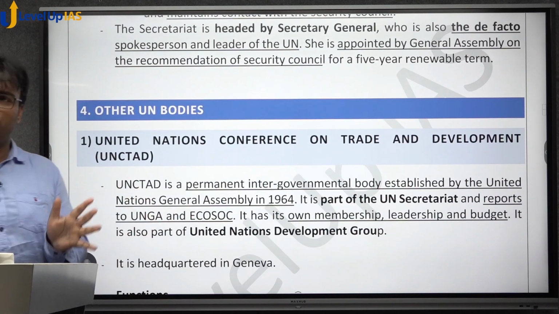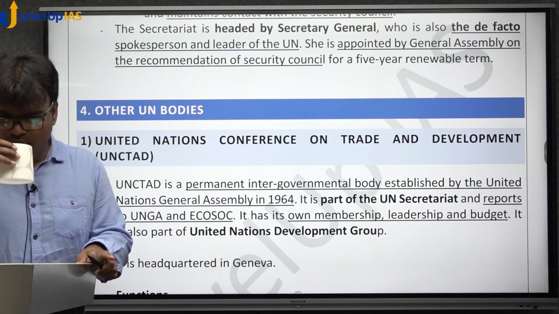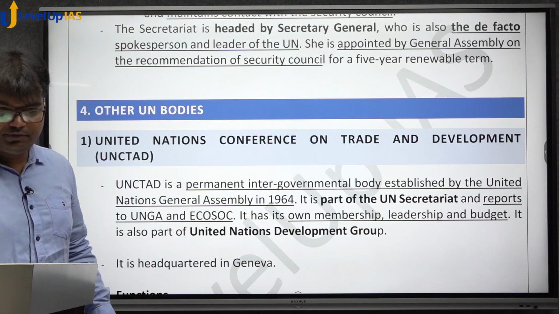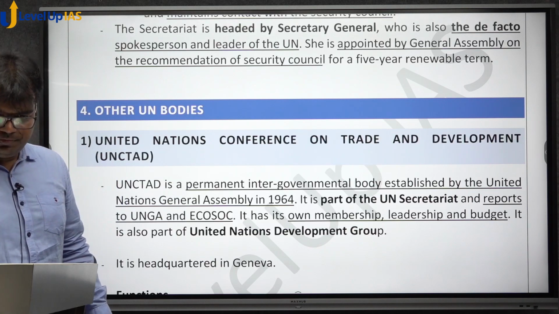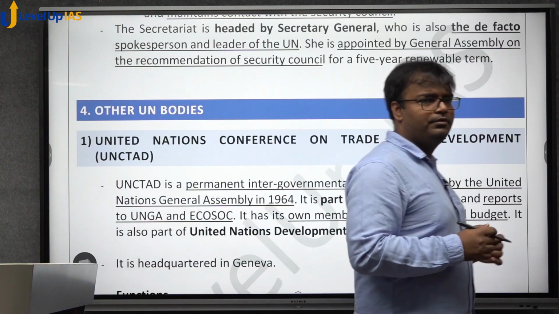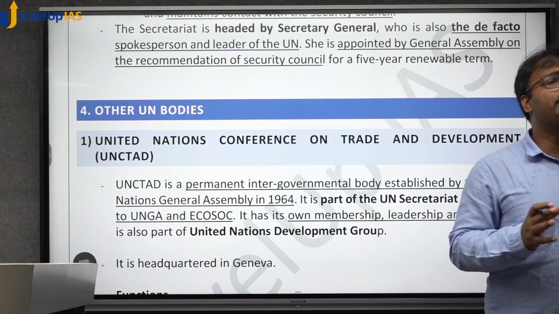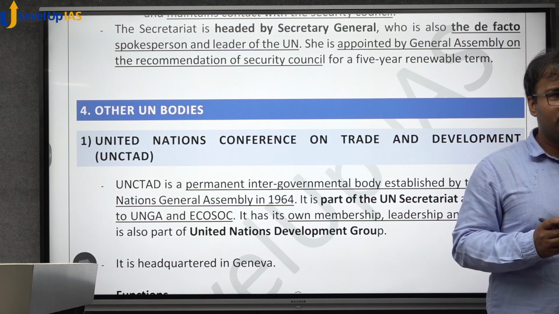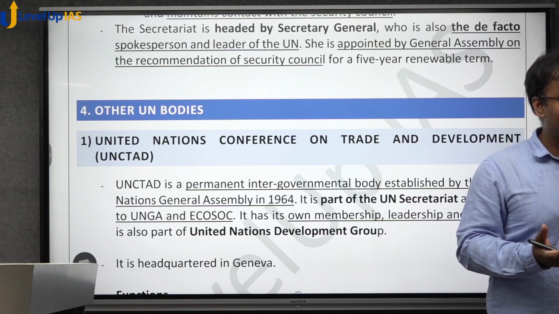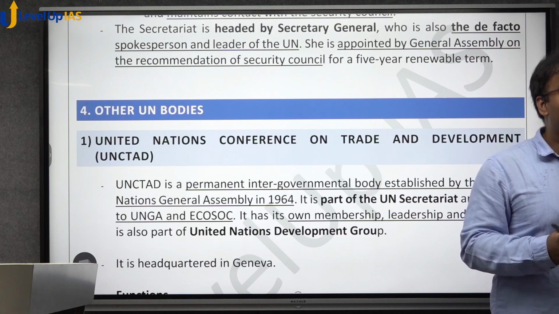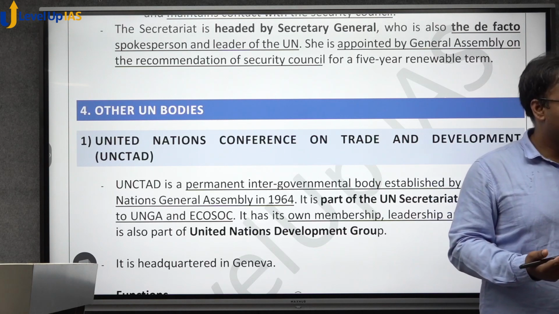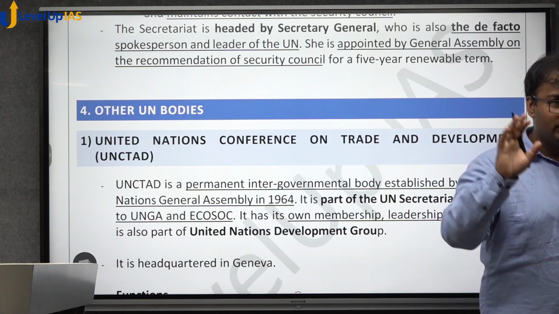We are done with 6 principal organs of United Nations. United Nations Conference on Trade and Development. What does the name tell you here? It will be a UN body which will be doing trade. Trade, UN doesn't do trade, right? It promotes trade. It promotes developmental activities. So it will be the UN body which is working towards promotion of trade, promotion of development. Right? This is what UNCTAD should technically do.